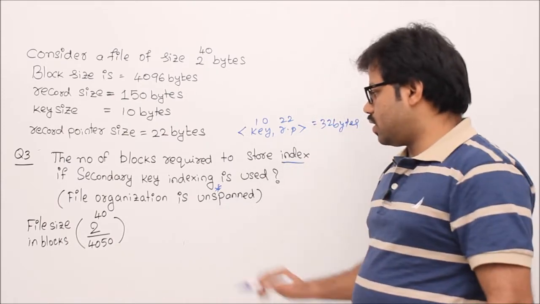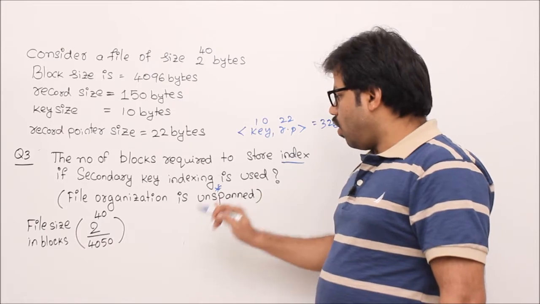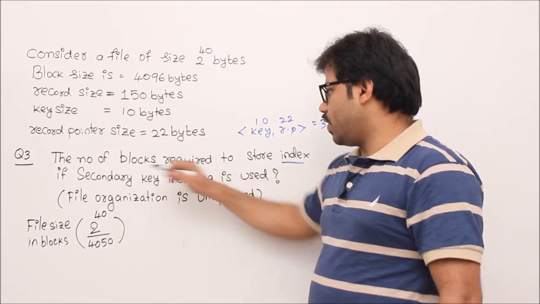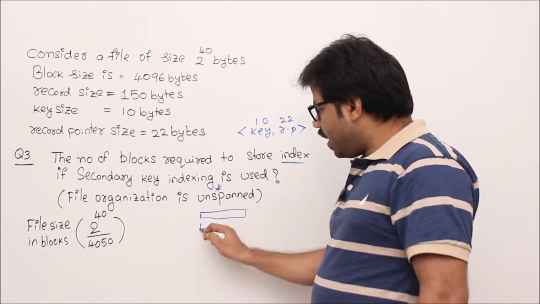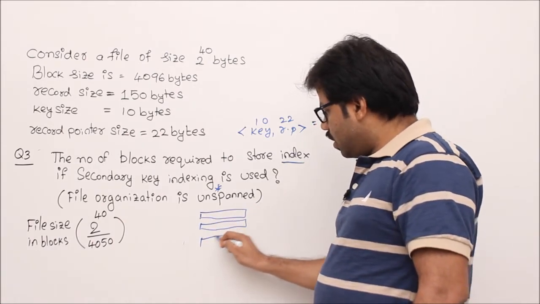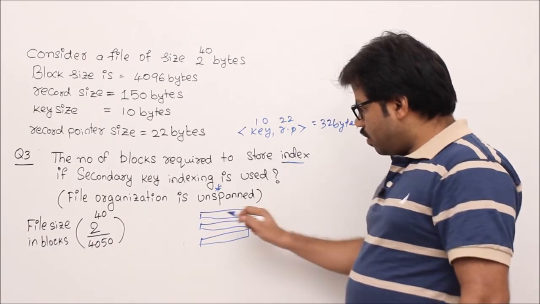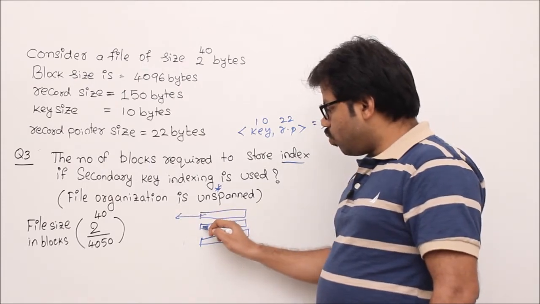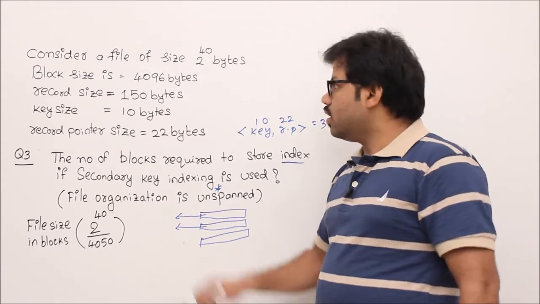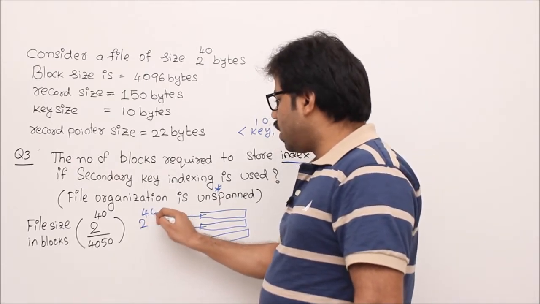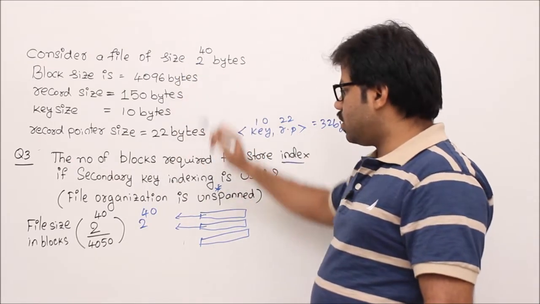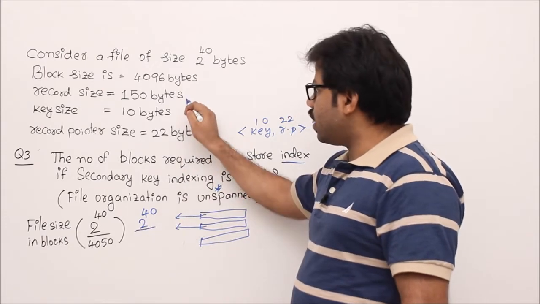Now, total block size. Now come to our problem. So how many blocks are required to store the index? First of all, ask yourself how many entries will be there in your index. So recall the concept. Each entry represents one record in the original file. Since the number of records in your original file is 2 to the power of 40 bytes divided by the record size, what is the record size?